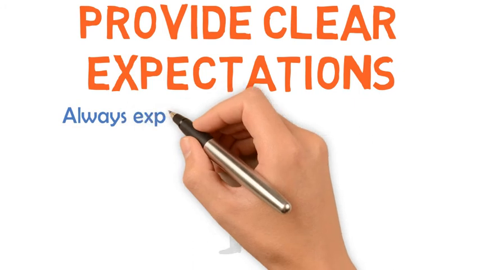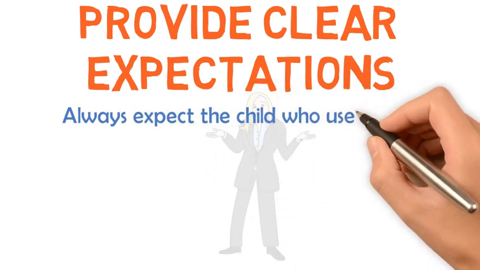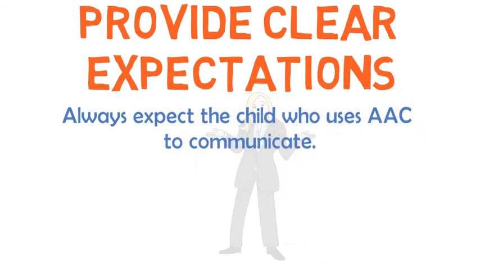Provide clear expectations. Always expect the child who uses AAC to communicate. When we have a conversation with a speaking partner, we expect interaction and responses. We must have the same expectations for children who use AAC systems. Expectation is a critical component of a successful communication partnership. If we expect participation, we increase the likelihood that it will happen.